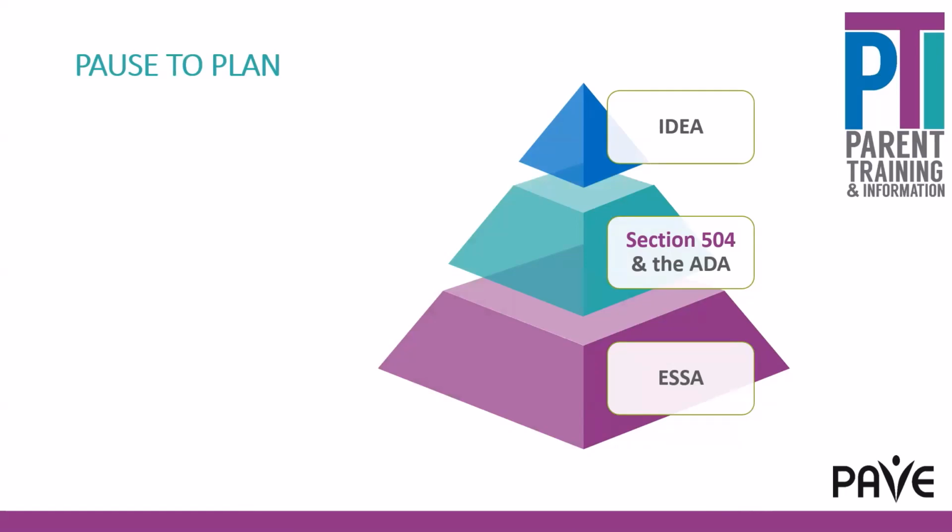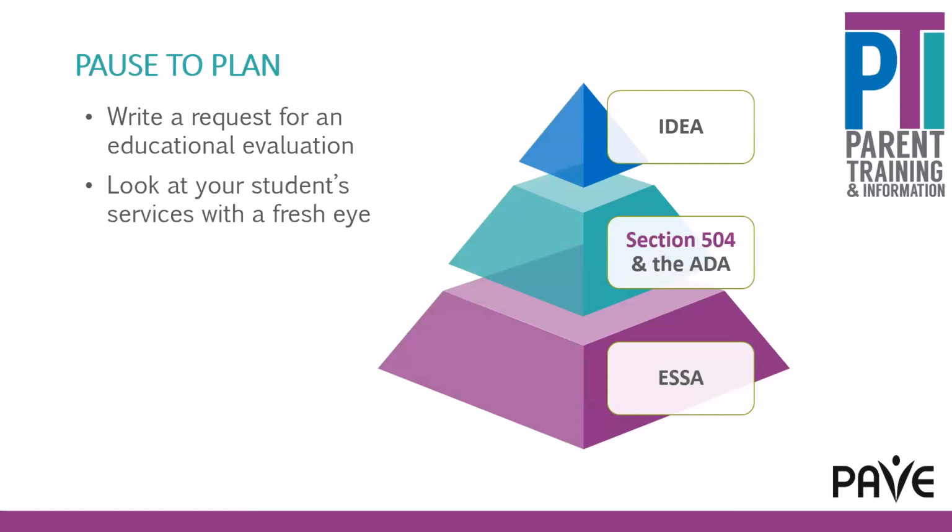Here are some actions you might want to plan. You might request an evaluation from the school. The state requires evaluation referrals to be in writing. An evaluation is the first step, regardless of whether a student may be eligible for a Section 504 plan or an IEP. You may want to look at your student's IEP or 504 plan with a fresh eye and mark it up with your questions for the next school meeting.